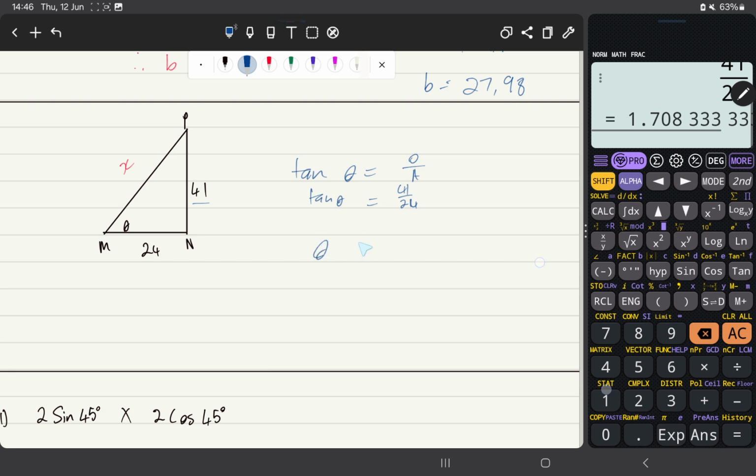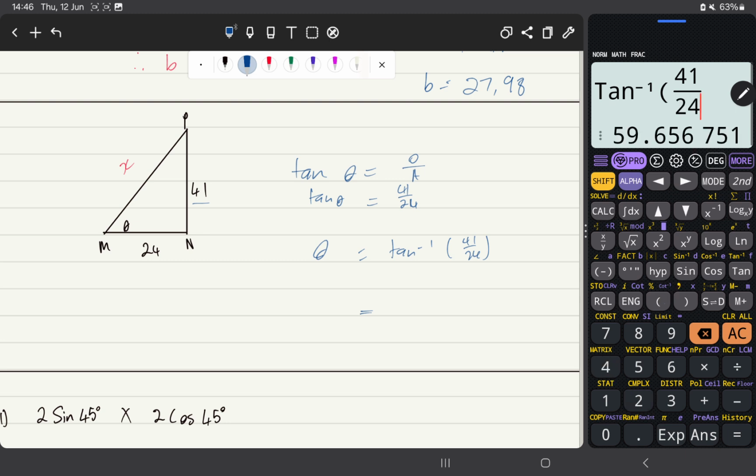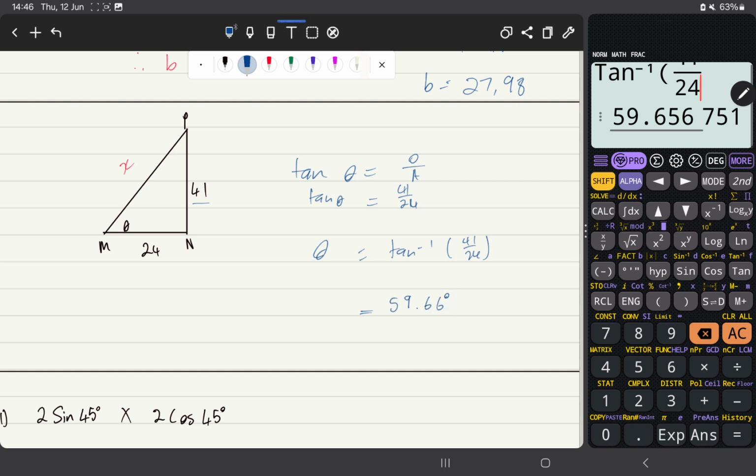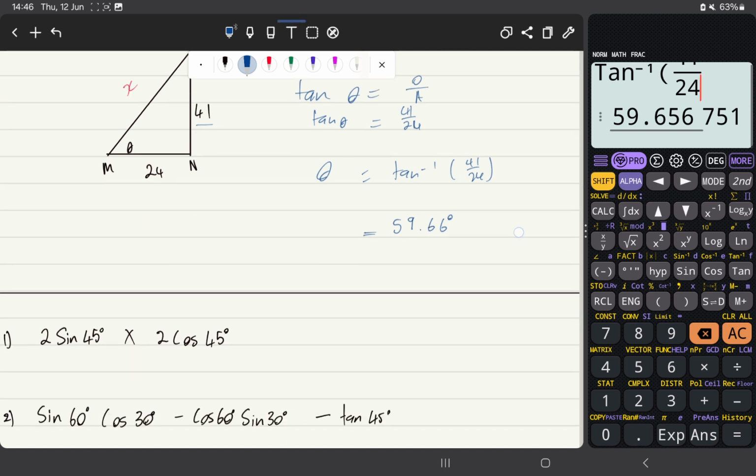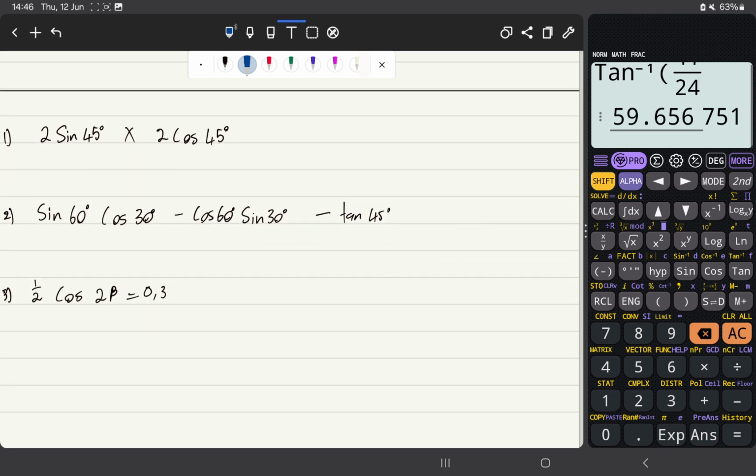And then this is a trick that we do if we are solving some solve for theta trigonometry problem. So 41 over 24. So that is shift, you go tangent, 41 over 24. Right? That is what? 59.66 degrees. And there we go, you are done with your angles. Very simple, very simple.